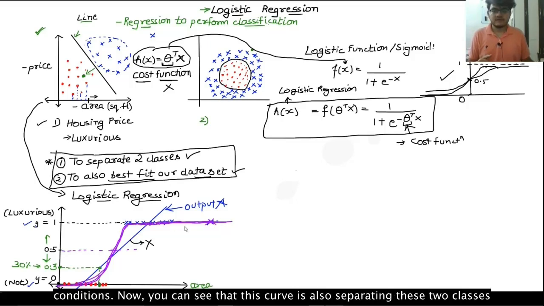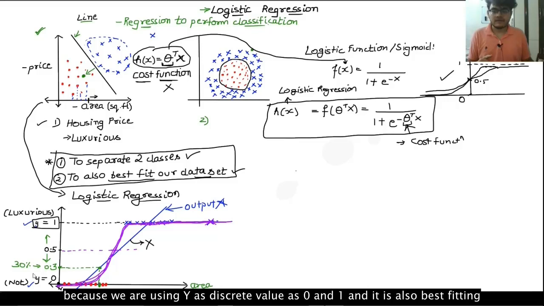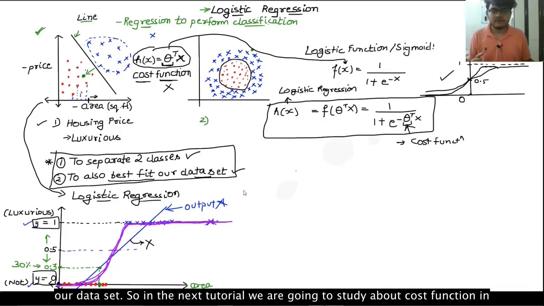Now you can see that this curve is also separating these two classes because we are using y as discrete values 0 and 1, and it is also best fitting our data set. So in the next tutorial, we are going to study the cost function in detail.